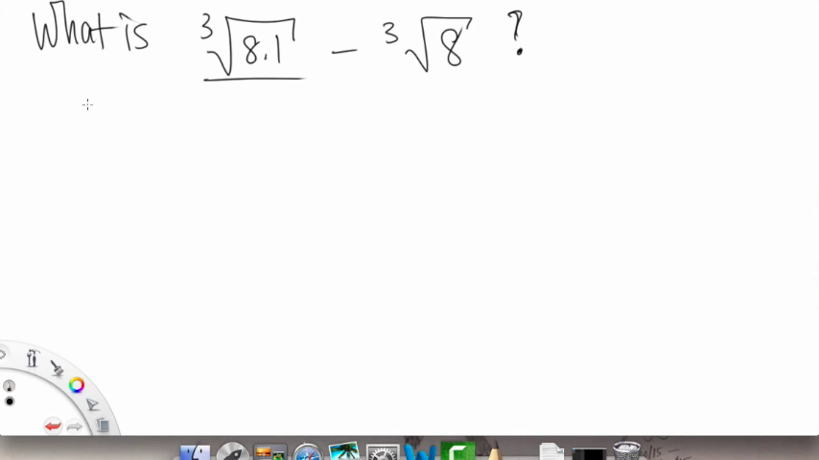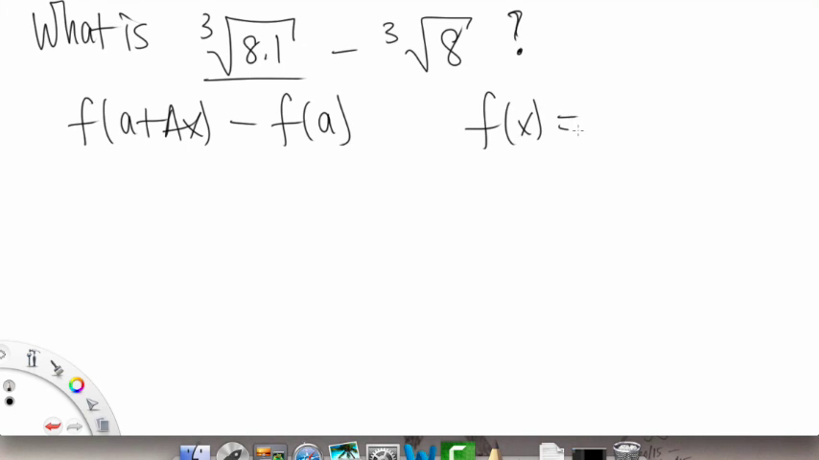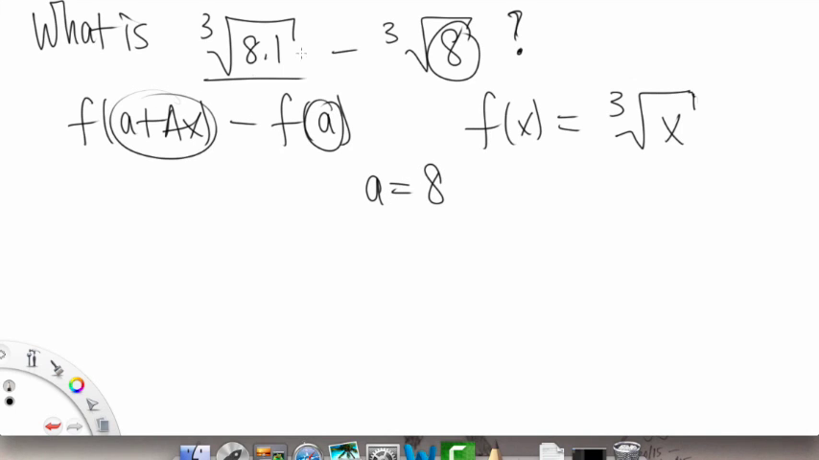Okay, so here we have an f of a plus delta x minus an f of a. So automatically we can determine what is our function and what is our a and delta x respectively. First of all, our function f of x should just be the third root of x. Now our a value is just going to be an 8. So a is equal to 8. And then we have that a plus delta x is equal to 8.1.